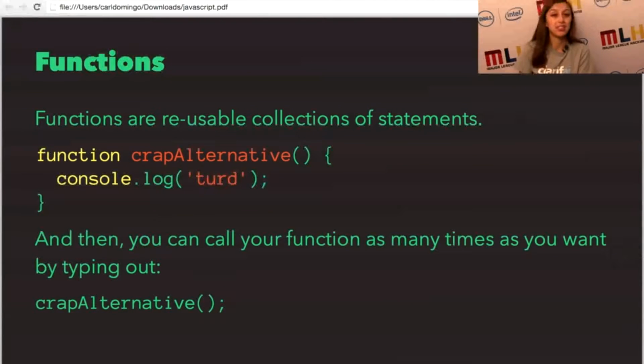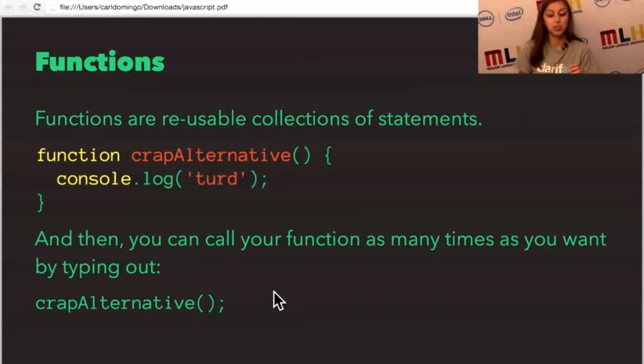Now there's functions, and functions are a whole other set of things that variables can be assigned to and variables can be used in. Functions are reusable collections of statements. Now again, everything in JavaScript that can be declared is a statement. And so let's just say I have this function right here and it's called crap alternative, and then it prints out turd, because turd is an alternative for crap. That's right. Anyway, you can call this function as many times as you want.